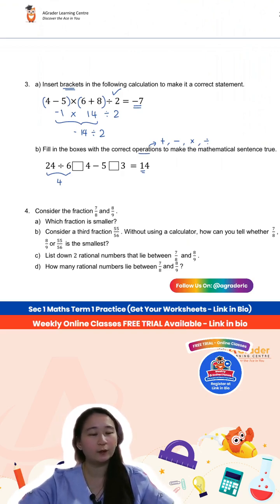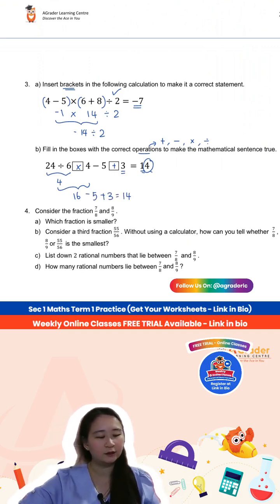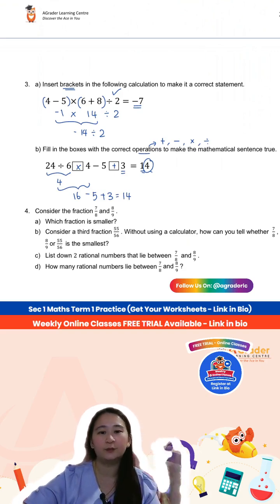So the correct one will be 4 times 4, we get 16. So let's say we have 16 minus 5. 16 minus 5 is 11. I want 14, and just nice the difference here is 3. So I plus 3. 16 minus 5 plus 3 will give me 14. So this should be the correct operations.